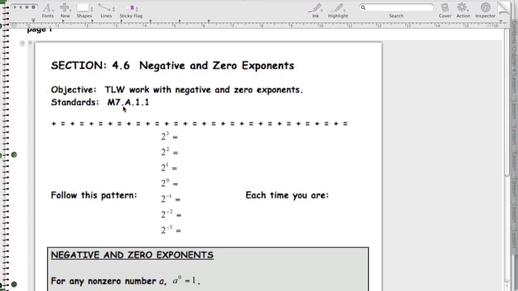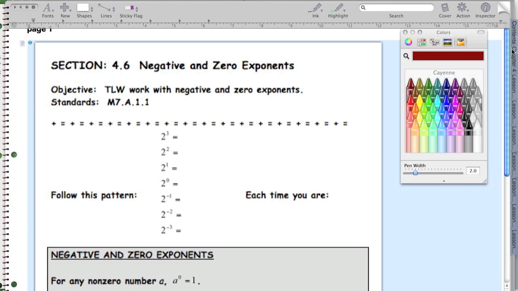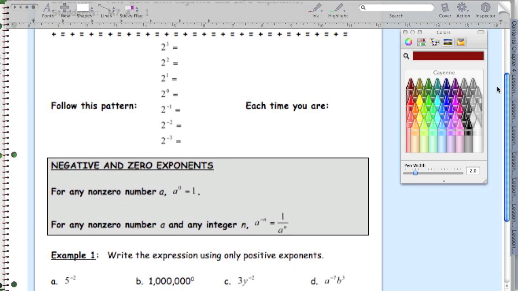Okay, let's take a look at negative and zero exponents. We're going to take a look at the patterns here to see why these properties exist, but in class we'll look at a little bit more of the mathematical background as well. But let's just take it away.